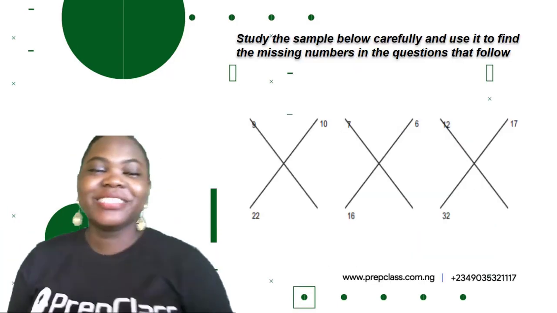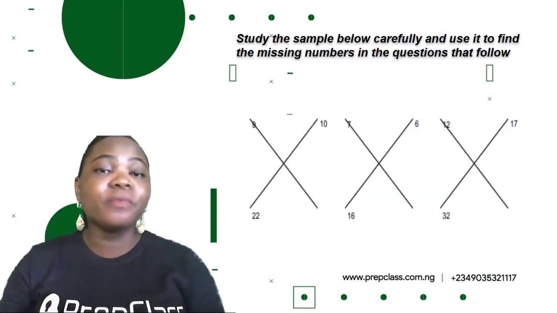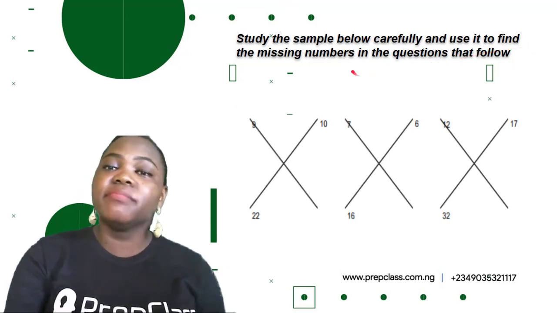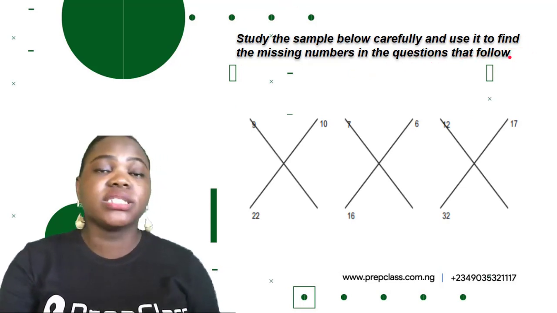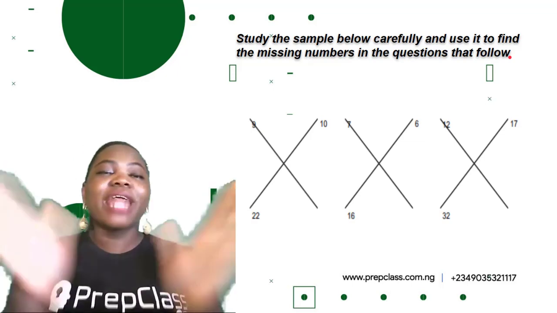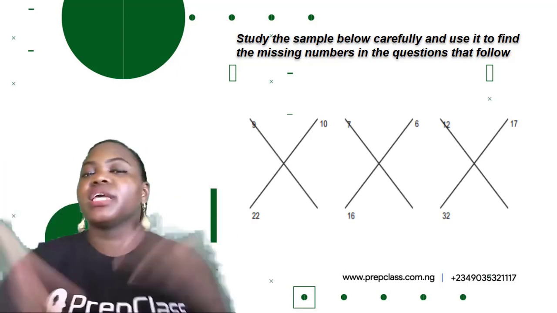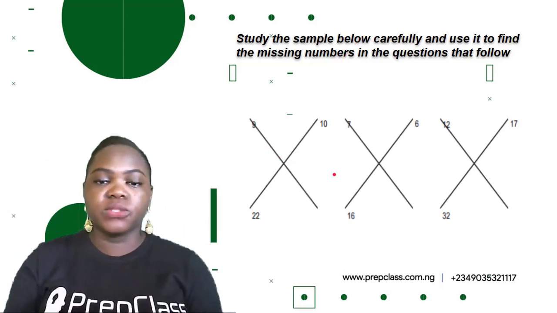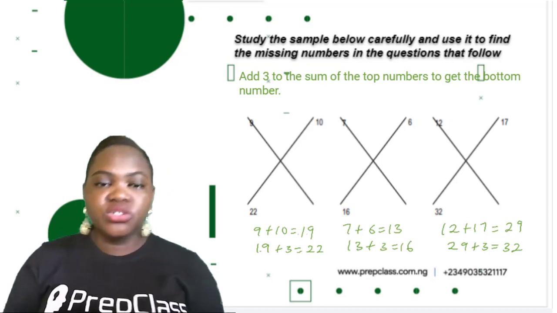Okay, let's begin. So, we have a set of samples to study. Study the sample below carefully and use it to find the missing numbers in the questions that follow. So we have to study the samples. I would like you to study the samples and see if you can see the relationship between the three numbers in each of the samples. Okay, so now let's do it.